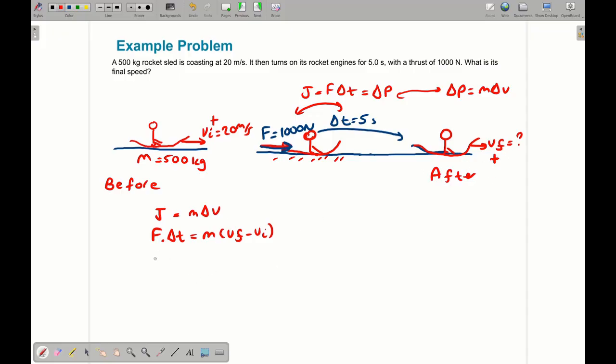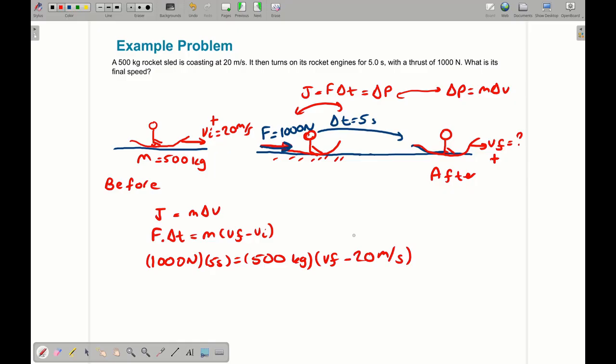As time goes on, we'll have some collisions and so on. Then we may not know. I know my force, 1,000 Newtons. Not 100, 1,000 Newtons. Let me redo this here. Times the time, 5 seconds. Equals the mass of me and the sled. It said sled, but I'm going to be on it. I don't know V final, but I know V initial, 20 meters per second. So all this is just one unknown.